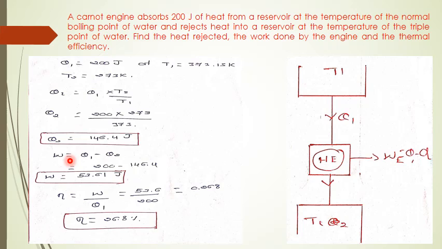Then the net work done by the engine is 53.61 joule. Then finally the efficiency, net work done by heat added, becomes 26.8% for this engine.